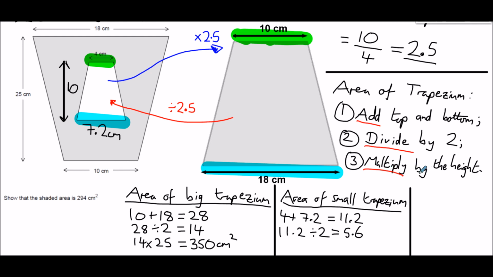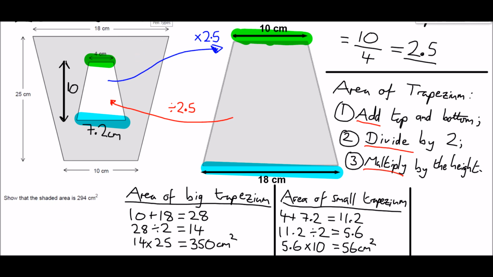And finally, multiply by the height. From before, we worked out the height of the smaller one was 10. So the final step, 5.6 multiplied by 10 is 56 centimetres squared.